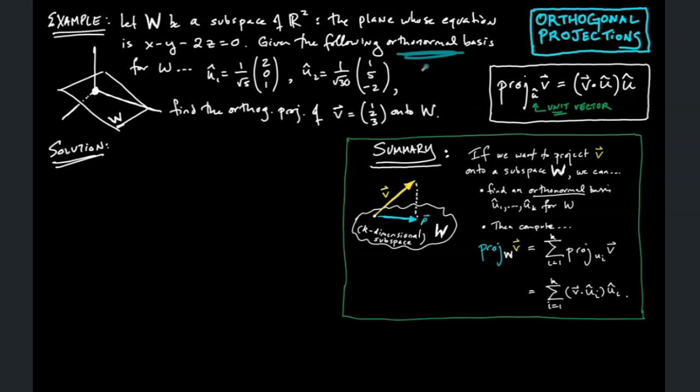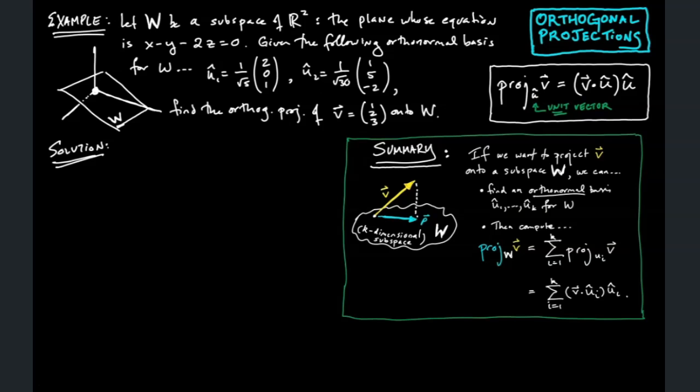Is it an orthonormal basis? Well, that requires checking two things. Are these two vectors orthogonal to one another? That's easy to confirm just by taking their dot product and showing that it's 0. And then also, are they unit vectors? Are their lengths 1? That too is easy to check.